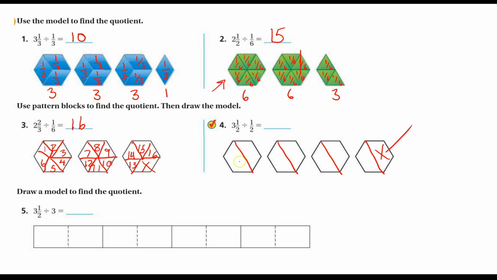And we're seeing how many halves we have. Well, these are already broken into halves. So we have 1, 2, 3, 4, 5, 6, 7 halves. So our answer is 7 for that one. Okay.